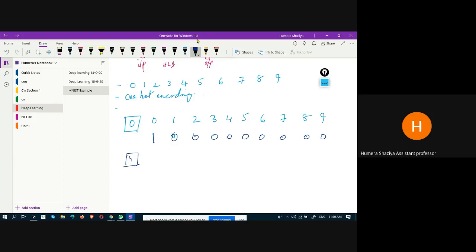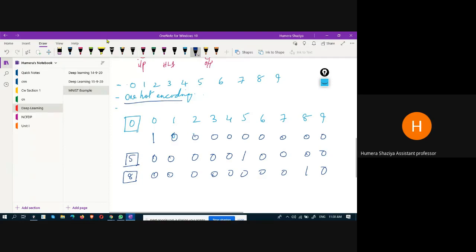Suppose you have an image of 5. All the other digits have a value 0 and 5 will have a value 1. You have a digit 8. Then all the digits except 8 have a value 0 and 8 will have value 1. This is known as one hot encoding. One hot encoding means whichever digit is being shown in the image, that digit will have one value. This is the one hot value and the remaining are all zero values.